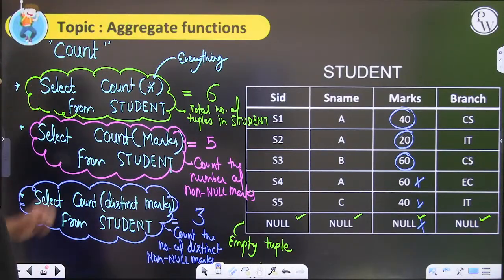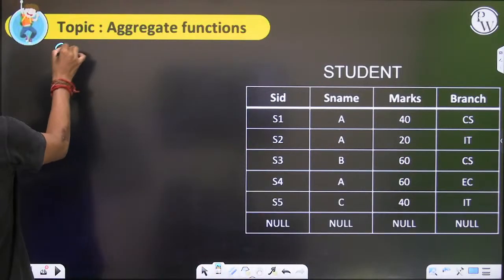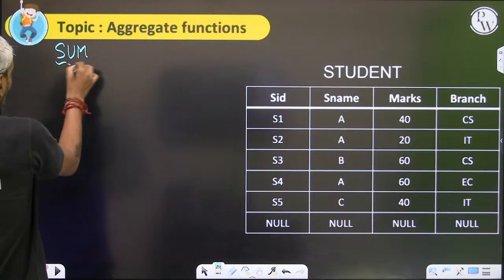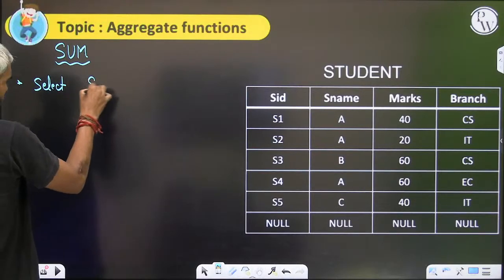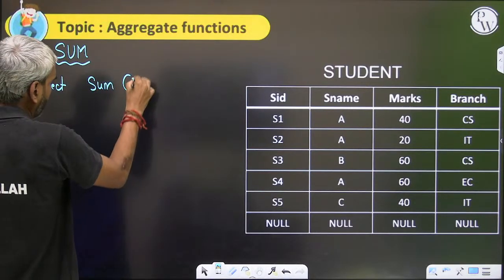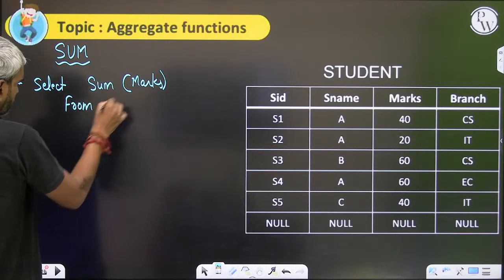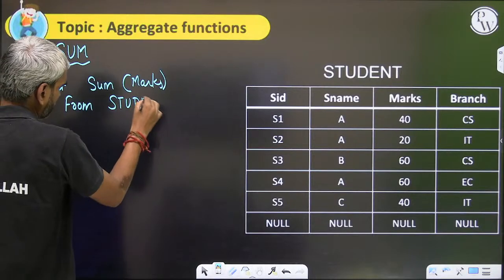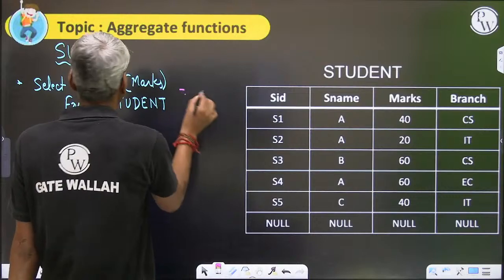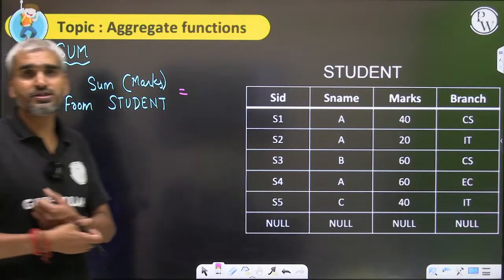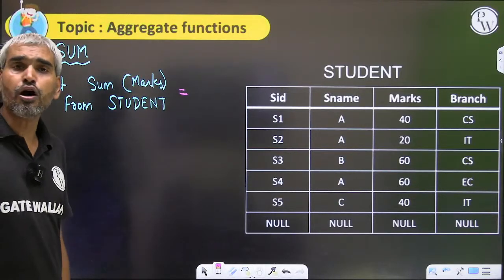So we are done with the count. Let's move to the next one, that is sum. If I say select sum of marks from student, then what will be the output? Select sum of marks from student. It will return the summation of all non-null marks.